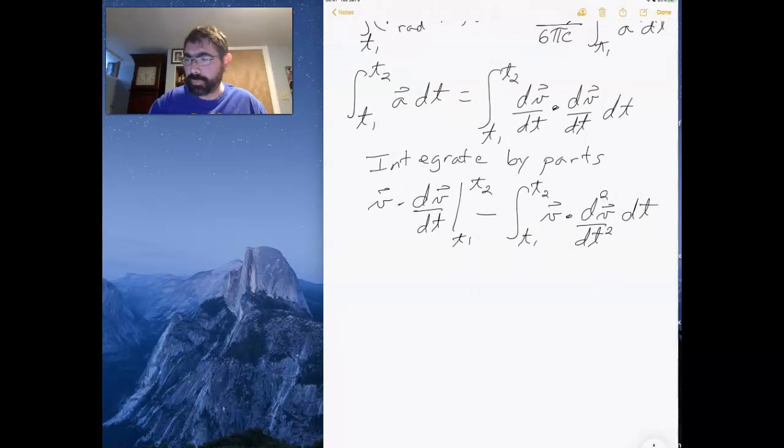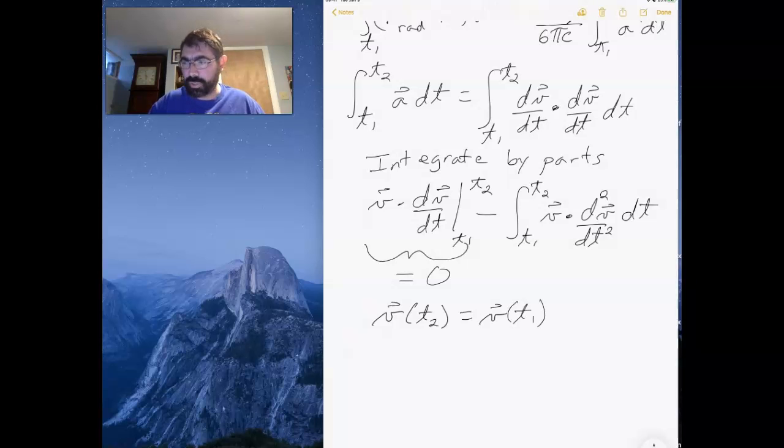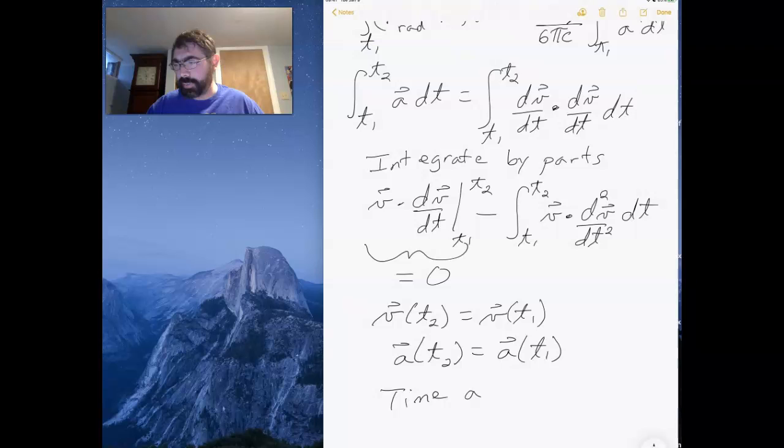Now, this first term here is going to be equal to 0 because v at a time t2 is equal to v at a time t1, and a at a time t2 is going to be equal to a at a time t1, because I'm making the statement that I'm averaging over time. So this is the time average, and since we're dealing with vectors, the average is basically going to be 0. The vector could go left, the vector could go right. Okay.